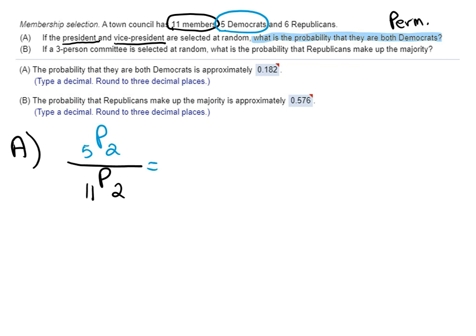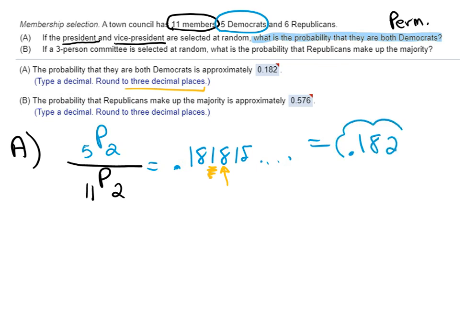So when I grab my calculator and do the math, I end up with 0.181818 and so on, and of course it needs to be rounded to the nearest thousandth. It says round to 3 decimal places, so that's the 3rd decimal place. Since the next digit is an 8, my answer is going to be 0.182. And that is problem A.